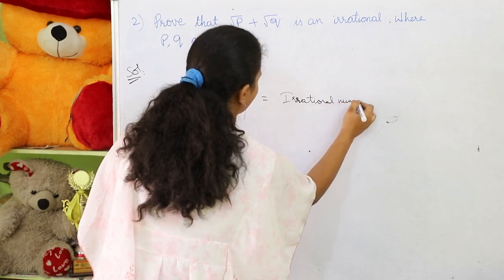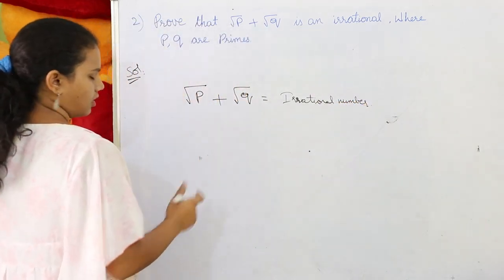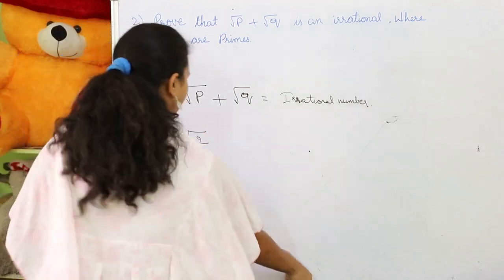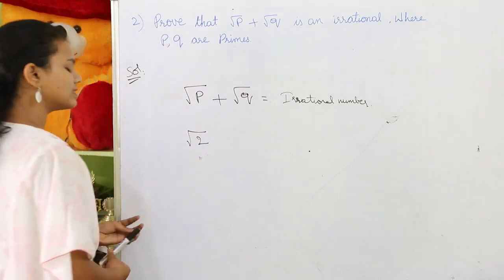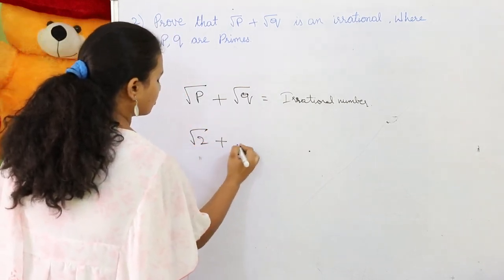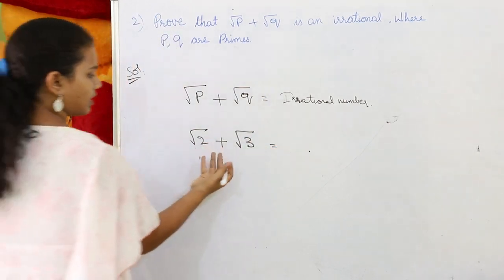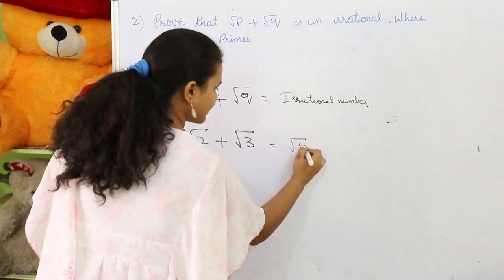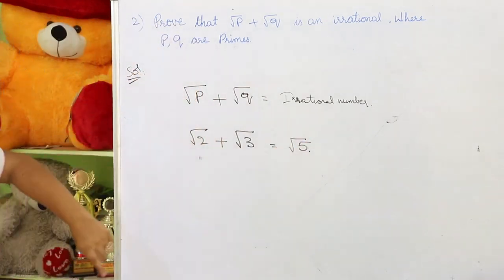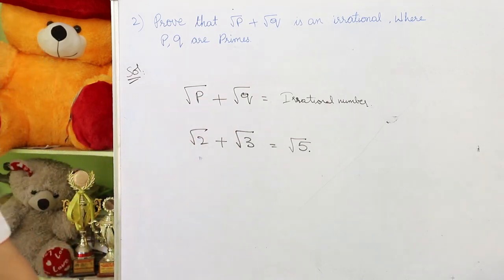Let's take another example, root 2. Root 2 is an irrational number, we know. Are you getting it, guys? Root 2 plus root 3 is also an irrational number, where root 2 plus root 3 gives root 5, and root 5 is an irrational number that we got. So therefore I can say that the sum of any two irrational numbers is always an irrational number.